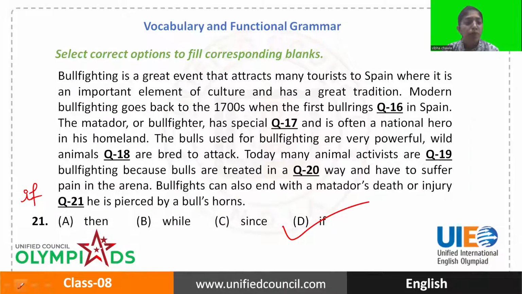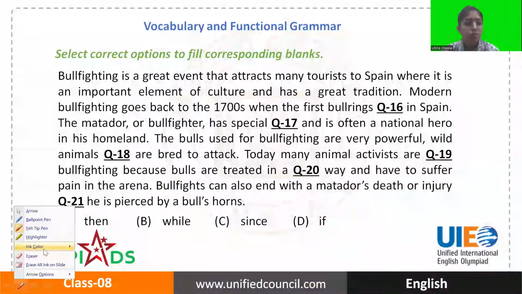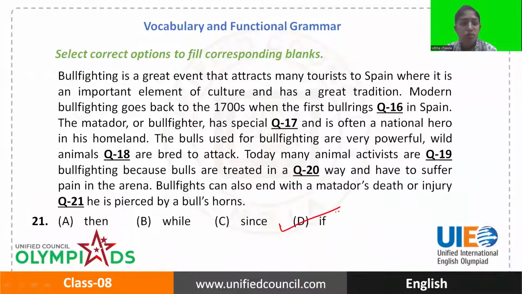So now let's do one thing. As now we have filled all the blanks, let's read the passage in one go. This time with all the blanks filled. Bullfighting is a great event that attracts many tourists to Spain, where it is an important element of culture and has a great tradition. Modern bullfighting goes back to the 1700s when the first bull rings were built in Spain.